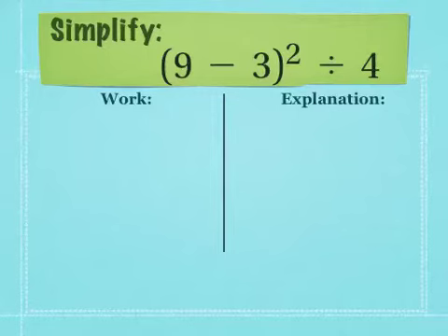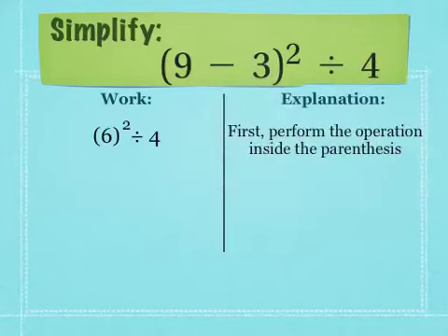So the first thing that I notice when I'm looking at this expression is that I do have parentheses, and inside of the parentheses is 9 minus 3. So my first work step would just be simplifying what's inside of the parentheses. So 9 minus 3 is 6. Make sure that you bring everything else down the same as it appears originally. So all I've done here is 9 minus 3 is 6. Notice I brought down the squared and the divided by 4. The explanation for that step would be first perform the operation inside of the parentheses.